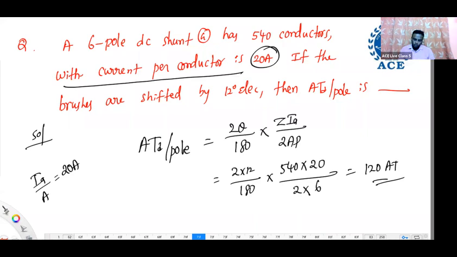Clear? So you have no need for lap or wave. Directly I gave IA by A. That's why you should know the terminology. Current per conductor is nothing but current in each parallel path. That is IA by A. IA by A value is directly given.